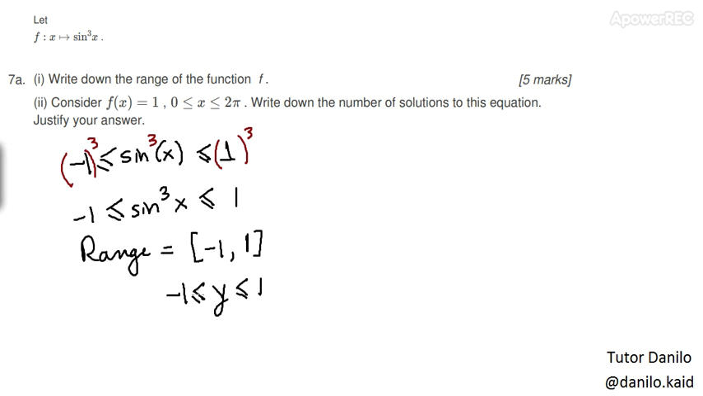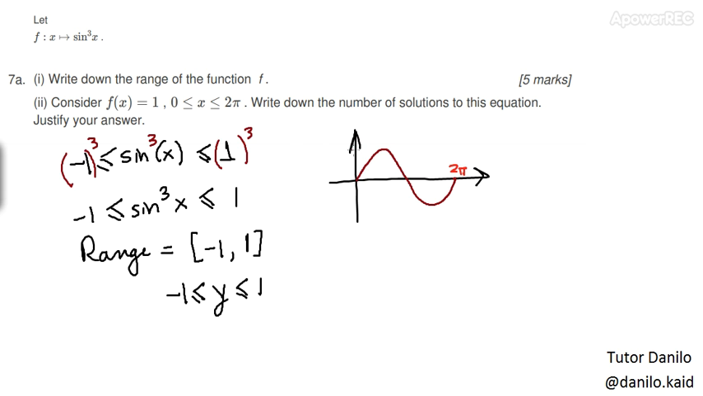Now in the second, consider a function to be equal to 1 and x is between 0 and 2 pi. So write down the number of solutions to this equation. So what happens here? You know that the graph of a sine function, you start with this. The sine function starts at 0, goes up and down and again to 0. This is a full cycle. Let's say here 2 pi, right?